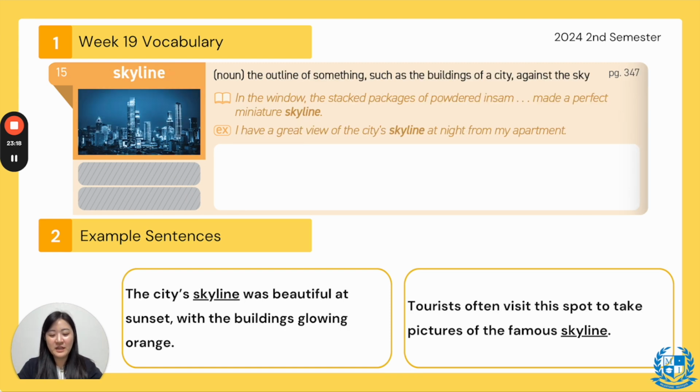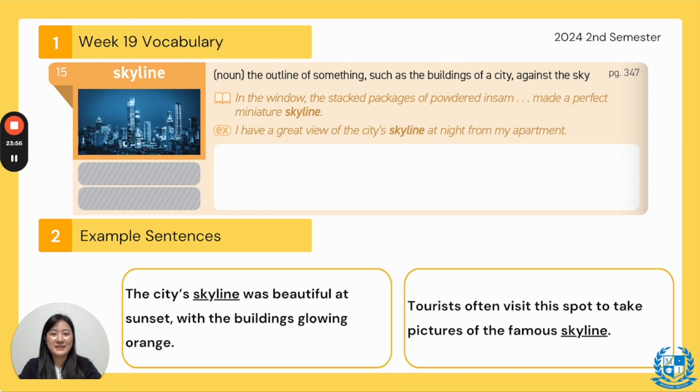Now, let's move on to our textbook words, everyone. Number 15, the word is skyline. Everyone say skyline. It is a noun and it means the outline of something such as buildings of a city against the sky. So here, this outline here, this is our skyline. Very pretty. In the book it says, in the window, the stacked packages of powdered intam made a perfect miniature skyline. So it made like a skyline, a beautiful skyline of the different buildings.